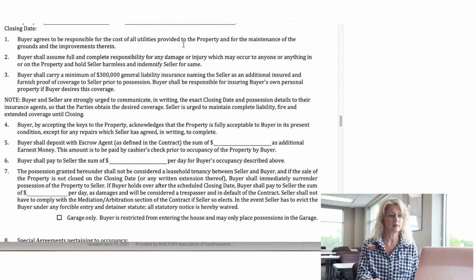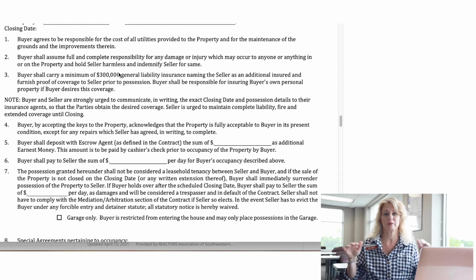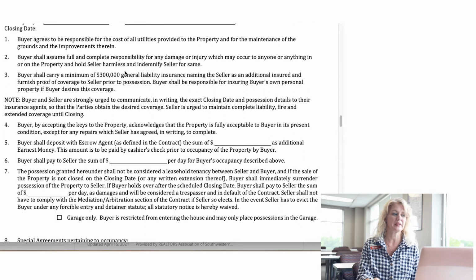all utilities. At that point, the buyer assumes full and complete responsibility for any damages or injury. The buyer needs to carry a minimum of $300,000 general liability insurance, naming the seller as an additional insured. Furnish proof of coverage to the seller prior to possession, and the buyer shall be responsible for insuring the buyer's own personal property. So the seller isn't responsible to insure the property as far as liability. The seller would still insure the property for the property, but not for liability and not for personal property.